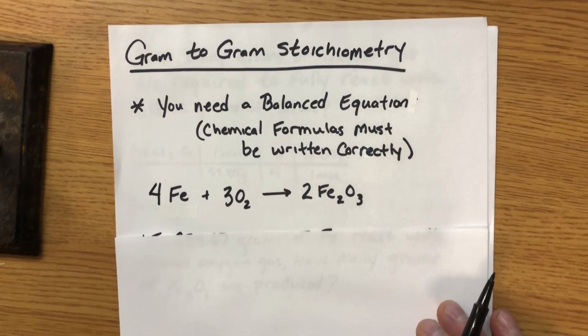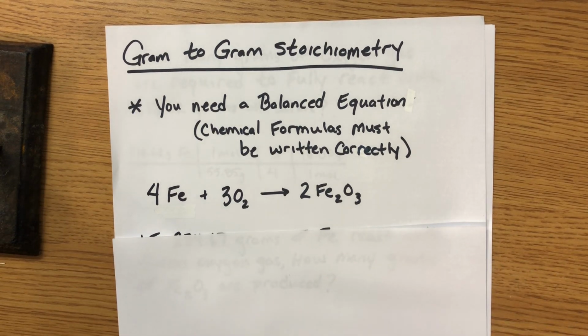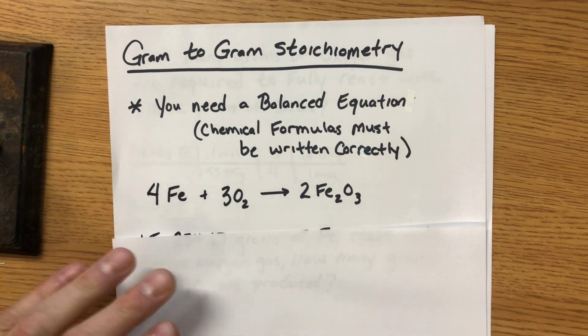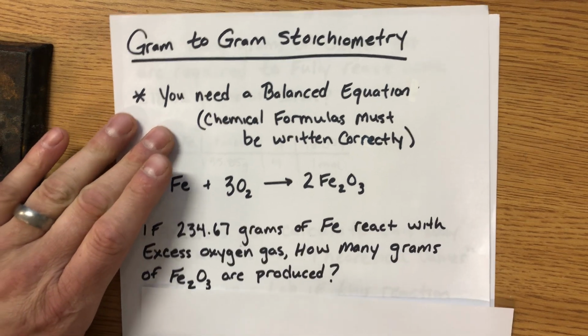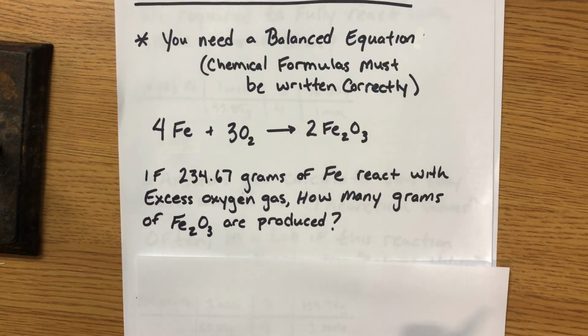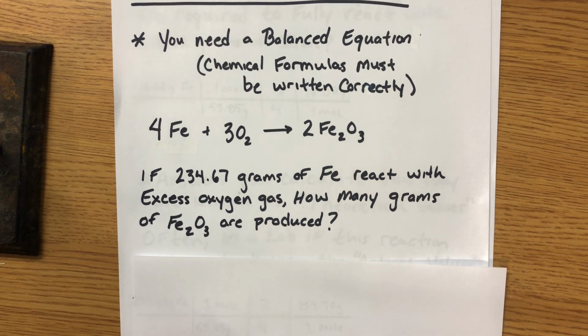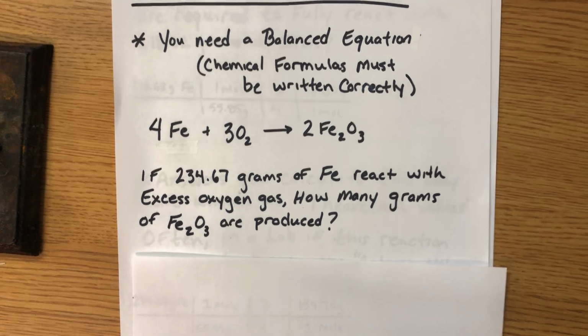And we worked with this equation when we did mole to mole, so we can just carry over some of those skills. So here's the kind of question that you would be asked in a gram to gram stoichiometry problem. If 234.67 grams of iron react with excess oxygen gas, how many grams of iron 3 oxide are produced?